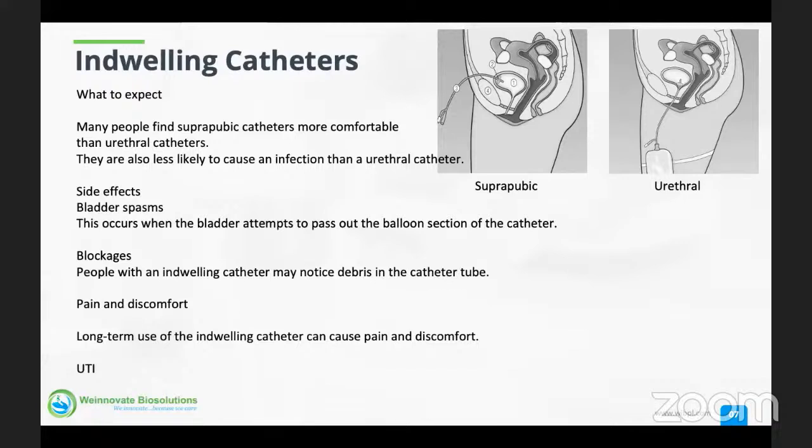Some indwelling catheters use a valve instead of a bag. Keeping the valve closed allows the bladder to fill up.